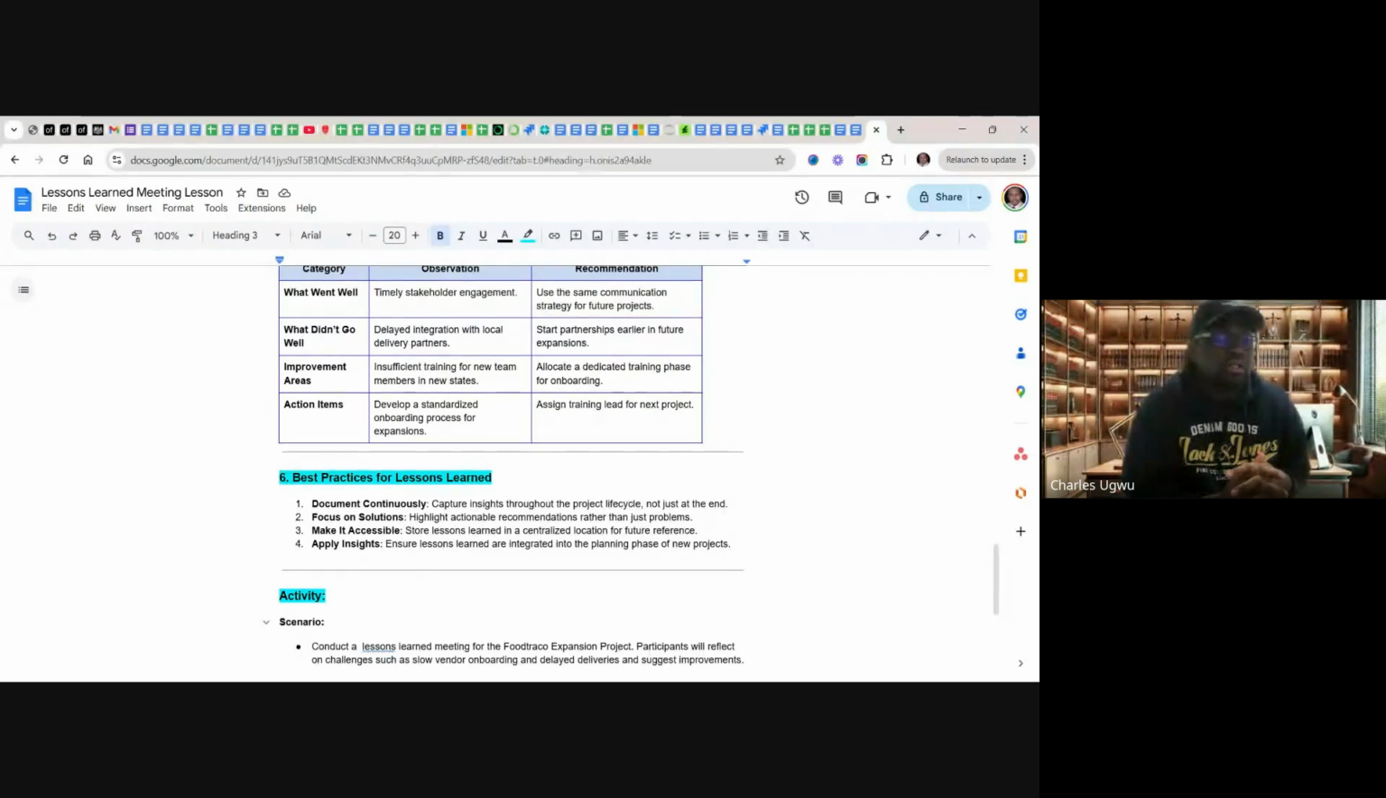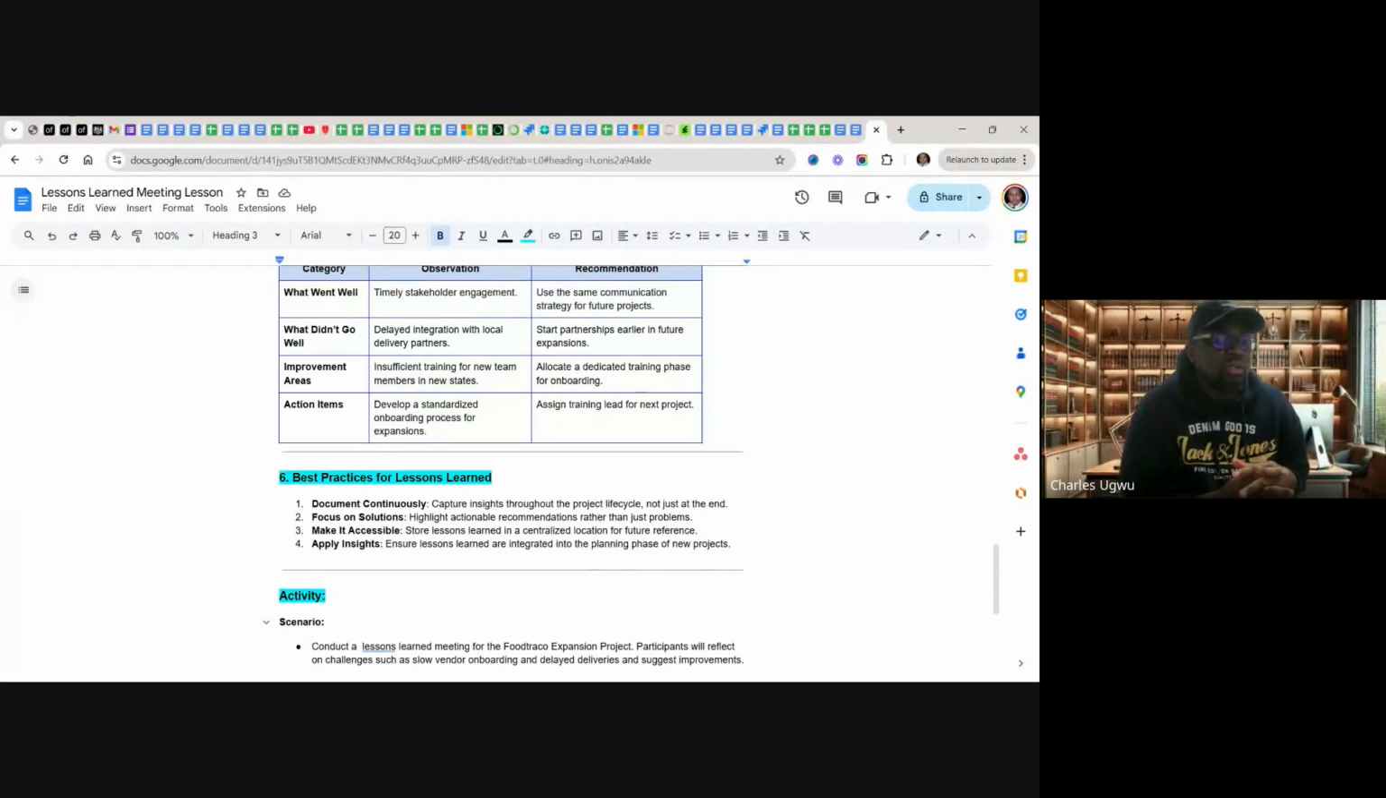Capture insight thoroughly through the project life cycle. Just like I said from the beginning, don't wait until the end of the project before you start lessons learned. You might miss a lot of actions. So capture it throughout the project life cycle, not just at the end. It's very important. That means at the end of the project, you don't need to worry. All you need to do is put your notes together and you have a lessons learned document.